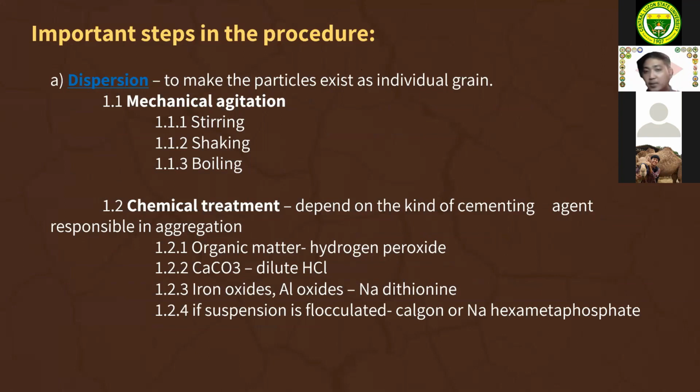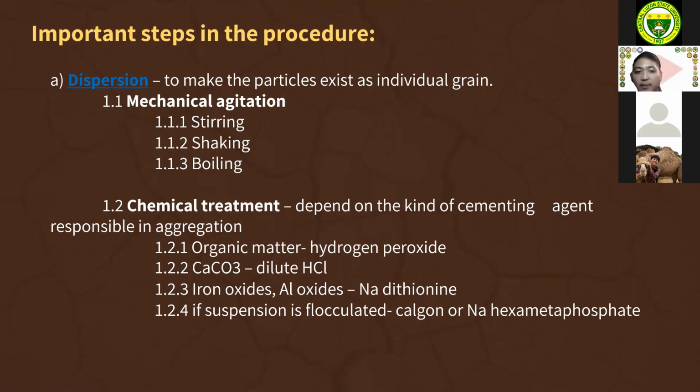So ito yung sabi ko nga kanina, it is very important na yung soil sample natin is dispersed or dapat magkakahiwa-hiwalay na yung sand, silt, and clay. So dispersion is to make the particles exist as individual grain. So what are the mechanical agitation that we can use before we use the sample to hydrometer method? First is stirring. So kailangan natin ihalo ng ihalo, di ba, sinishake natin or shaking. Ihalo ng ihalo yung sample para magkahiwa-hiwalay yung particles or shaking. So we are also using that, or also boiling. Kasi di ba pag nagbo-boil, naghihiwa-hiwalay yung particles.